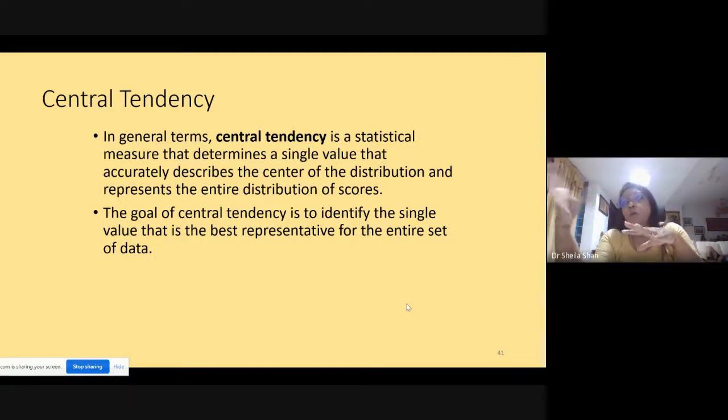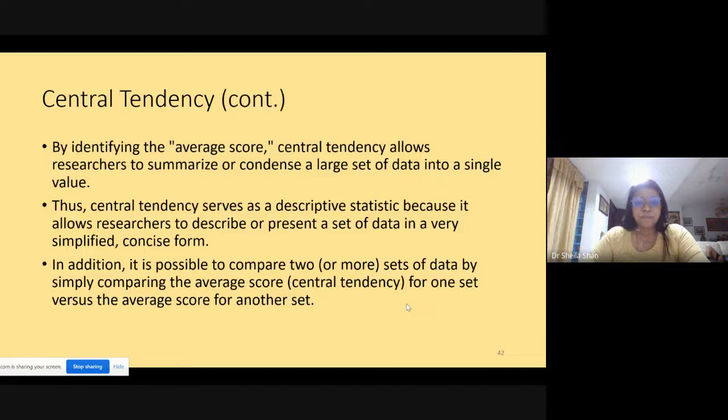If we get older people, let's say the ages are more towards 60, 63, 64, now your mean will move towards the bigger number, so your data here represent older people. That is the importance of central tendency. By identifying the average score, central tendency allows the researcher to summarize or condense a large set of data into a single value.